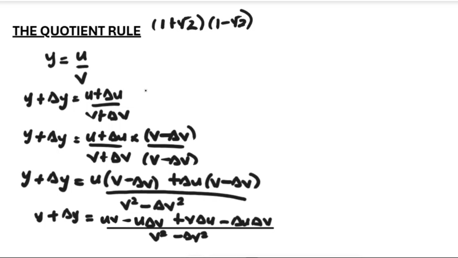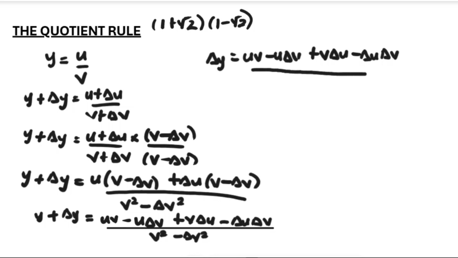If we take this y to the other side, we will be left with change in y on the left hand side is equal to uv minus u delta v plus v delta u minus delta u delta v, being divided by v squared minus delta v squared, minus y. And that y is what? u over v. So that is minus u over v.